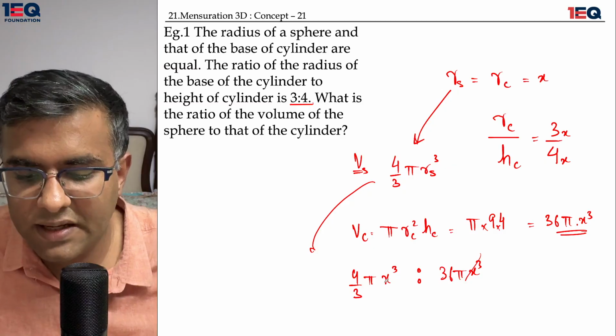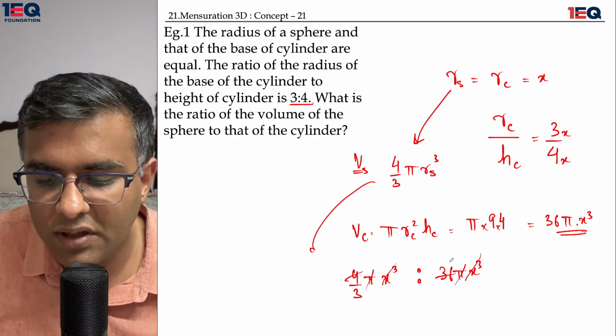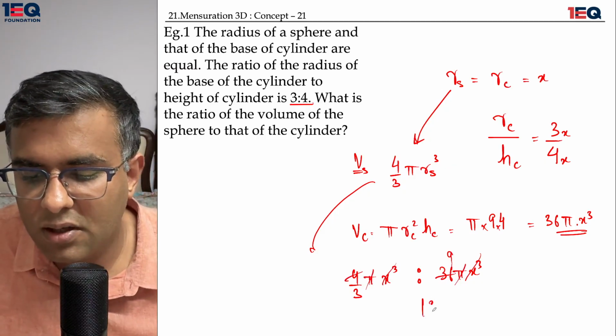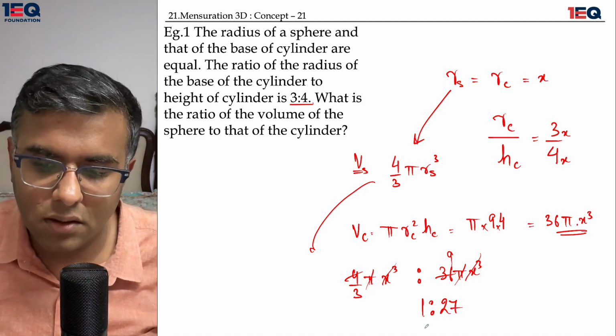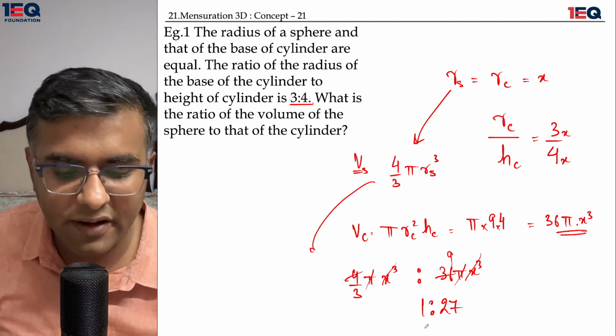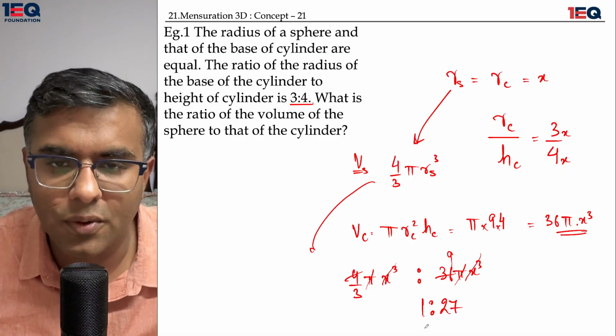The x cube and the x cube get cancelled. The pi and the pi go away. And this is 4 and this is 9. So my answer comes out to be 1:27. This was another very interesting question. Try to learn it by redoing the question on your own.